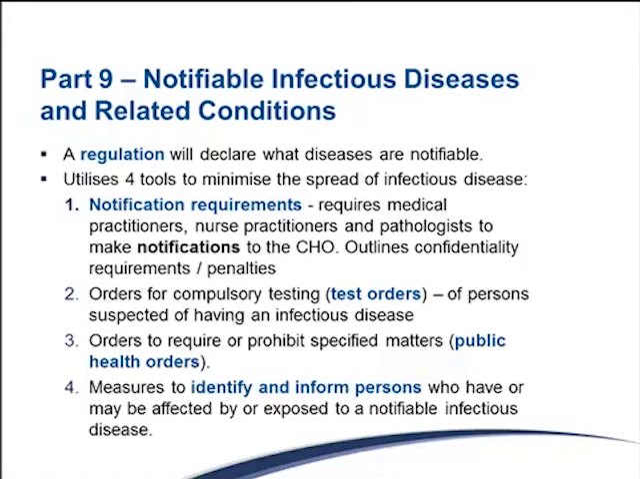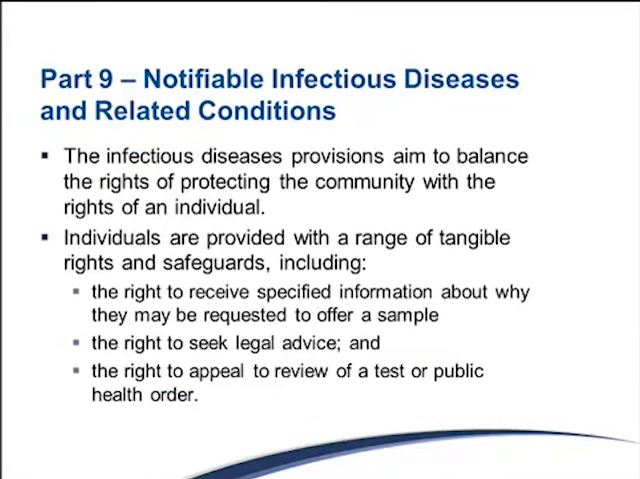notifiable infectious disease. The infectious diseases provisions aim to balance the rights of protecting the community with the rights of an individual. Individuals are provided with a range of tangible rights and safeguards, including the right to receive specified information about why they may be requested to offer a sample, the right to seek legal advice, and the right to appeal to review a test or a public health order.